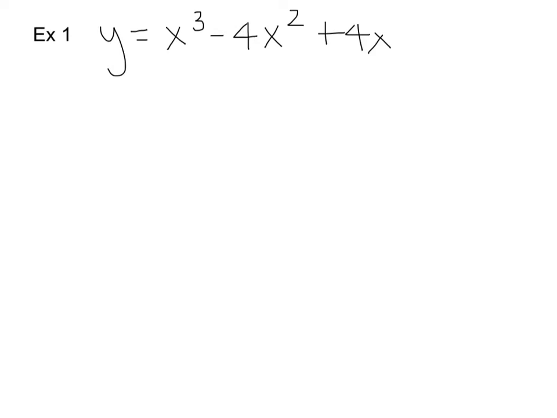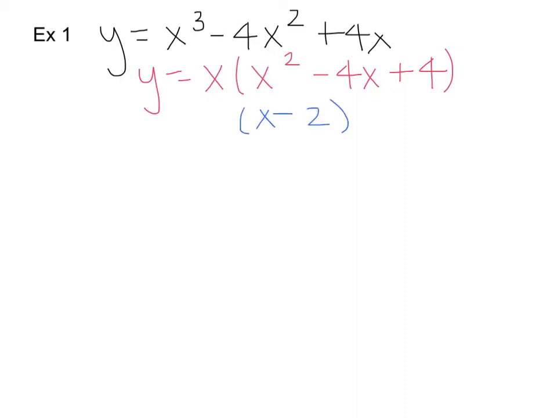Let's look at our first example. We're given y equals x cubed minus 4x squared plus 4x. The first thing we're going to want to do is factor this. So they all have an x in common. So we factor out an x, and that leaves me with x squared minus 4x plus 4. So now I'm looking for two numbers that multiply to positive 4 that add to negative 4. So minus 2 and minus 2.